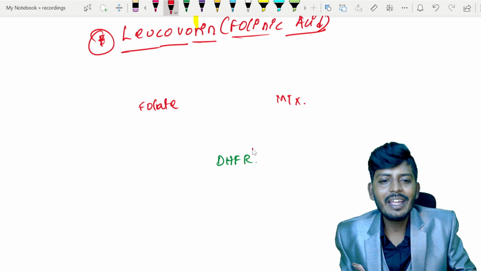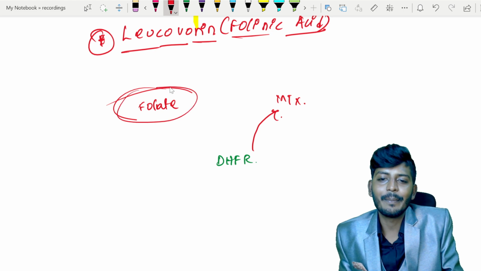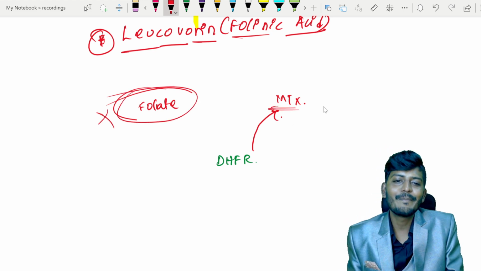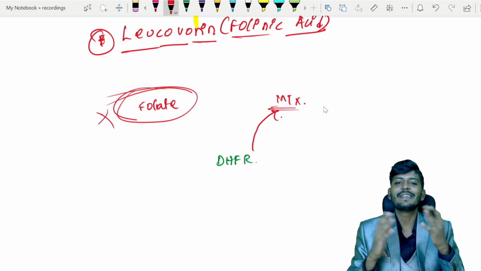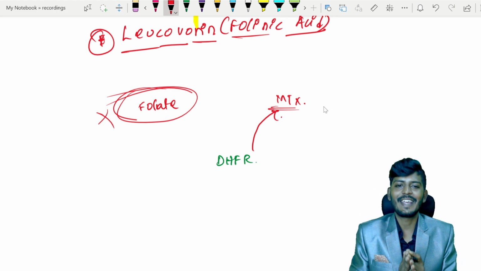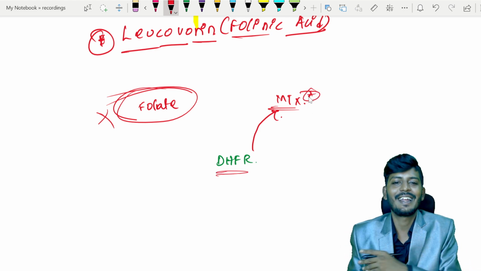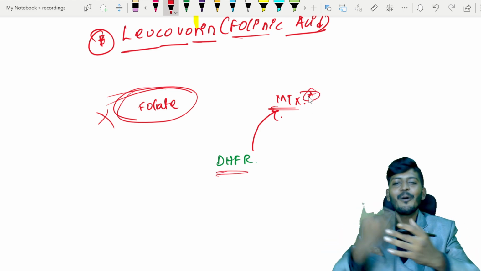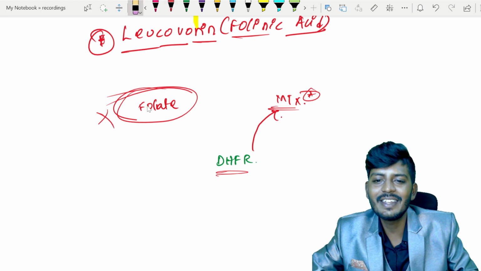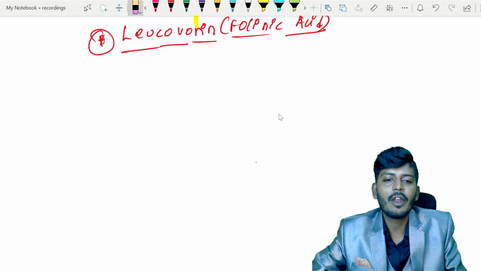DHFR has a higher affinity towards methotrexate than compared to the folate. Means basically folate will be rejected in the presence of methotrexate. Okay, so basically it's like two guys trying to impress the same girl, but the girl got impressed by one person, that is methotrexate. Like that only, DHFR has more affinity towards methotrexate. Okay, that is the reason folate, even if you give, will not be useful.